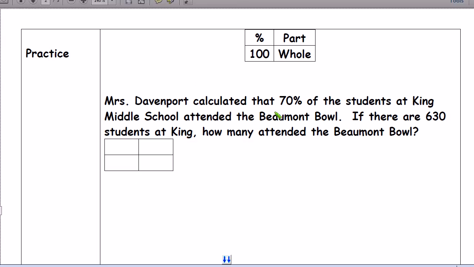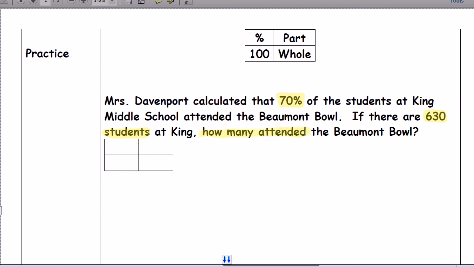Okay, Ms. Davenport calculated that 70%, that's the percent right there, of the students at King Middle School attended a Beaumont Bowl. If there are 630 students, that's the total amount of students at King. How many attended? We don't know the part of the students that attended. Okay, so we don't know the part. That's what we're looking for.